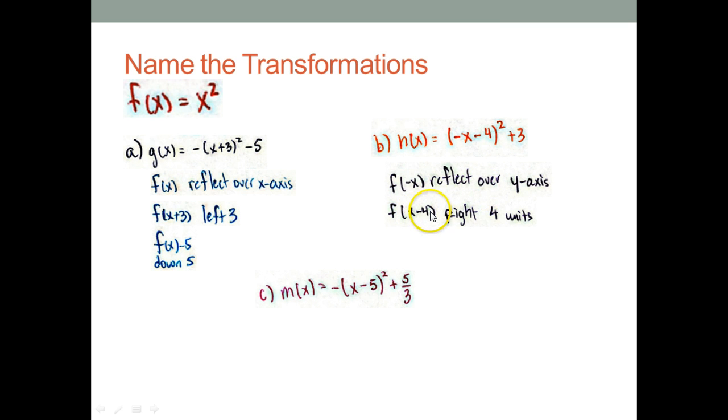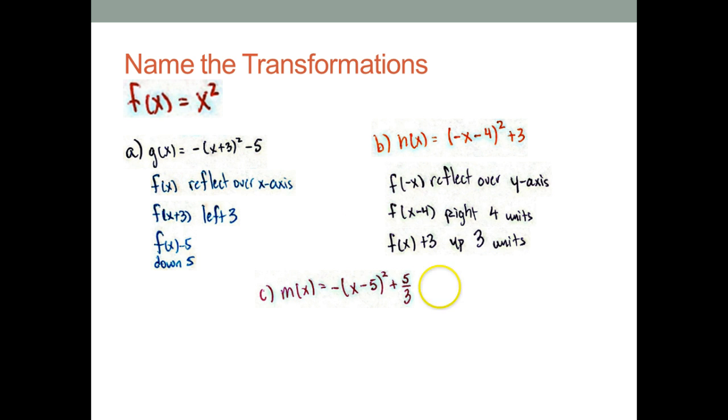For f of x -4, I see I have a -4 here to just the x. This happens opposite. So you see here when I add, I move left in part A, but in part B, when I subtract, I have moved right 4 units. And this +3 at the end means that I have moved up 3 units. All right, so let's take a moment. Let's see if we can actually catch up with C.